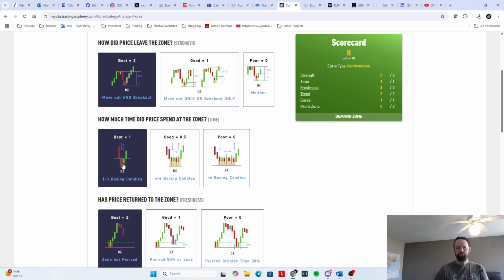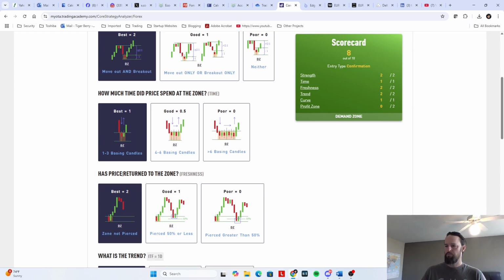Okay, because think about it. If price spent a lot more time, like this example here, the buyers and sellers are going to buy and sell themselves to death. All right, there's not going to be any inventory left. All right, maybe the big banks kind of slowly chipped away at it on their end as well. But if price comes down, bases temporarily and shoots out, well, we know that probably not everybody was able to buy there.